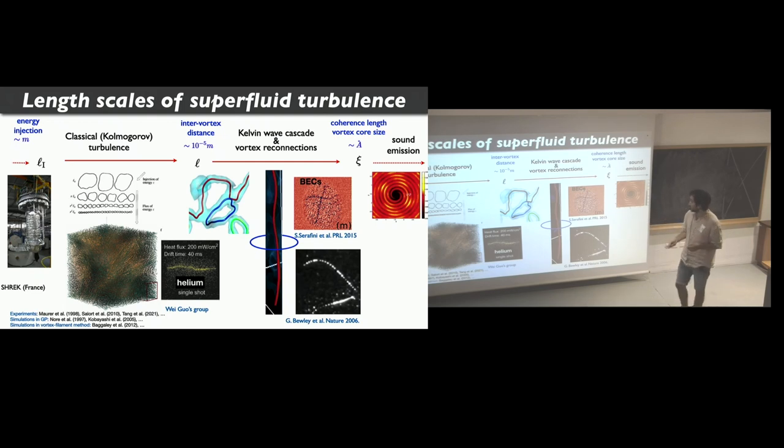One is the Kelvin wave cascade. We have talked already about Kelvin waves: you have a vortex filament and you excite it, and there are waves that propagate. The physics is nonlinear, so we have a nonlinear system of waves that can transfer energy through a wave turbulence cascade. This is one of the mechanisms that has been proposed to transfer energy from large to small scales. Another way, where it is more difficult to quantify how energy is transferred, is through vortex reconnection.